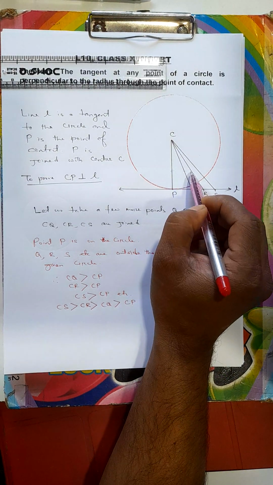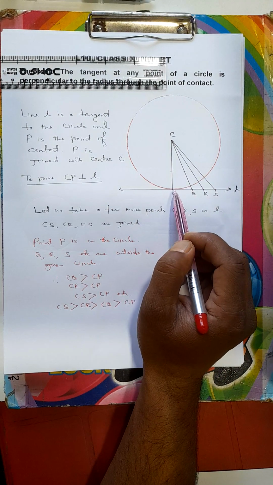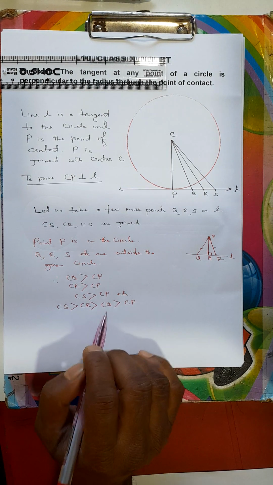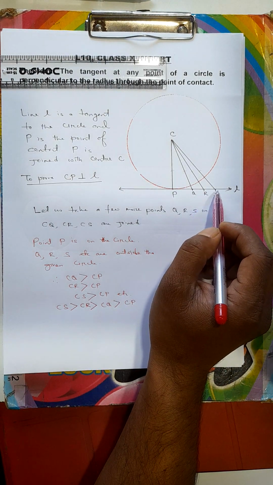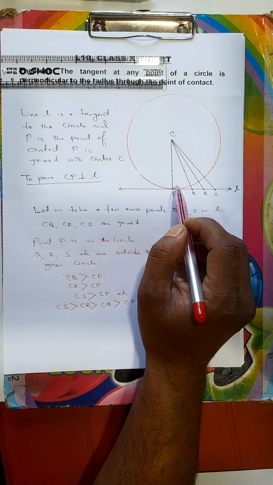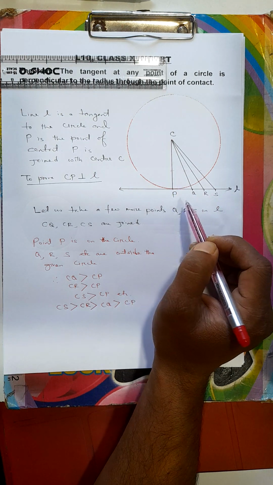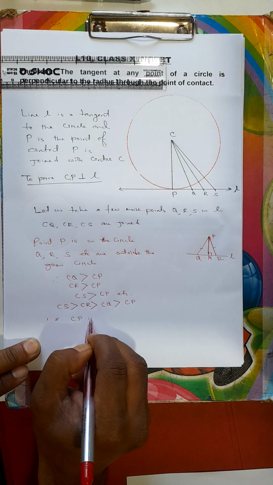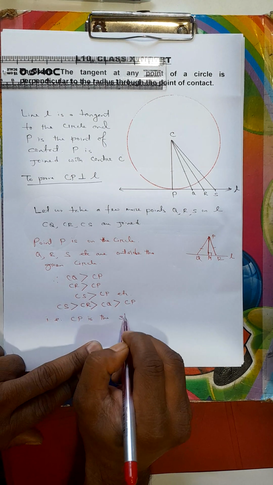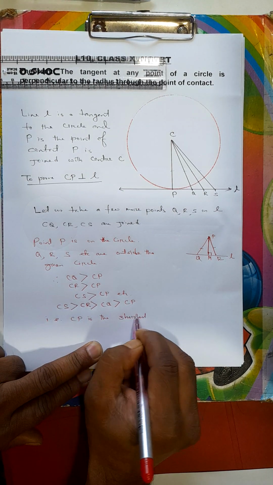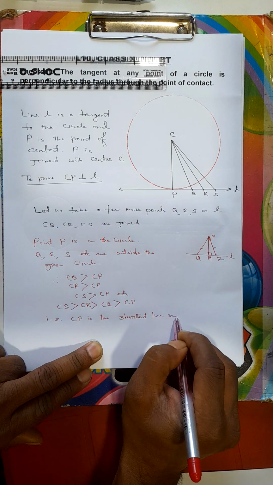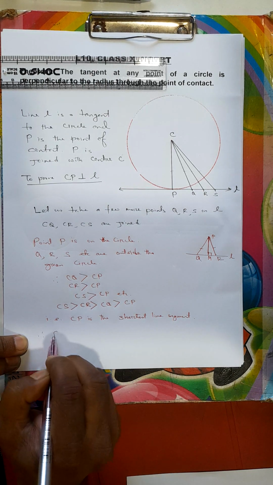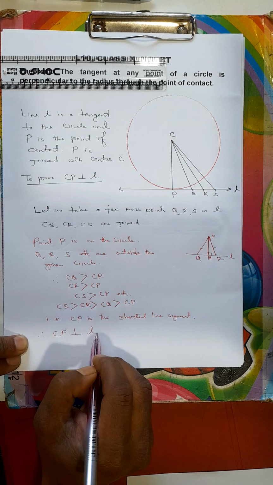That means among these line segments, you see CP is the shortest, because point P is on the circle and other points Q, R, S, etc. are outside the circle. So CP is the shortest line segment here. Therefore, CP is perpendicular to L.